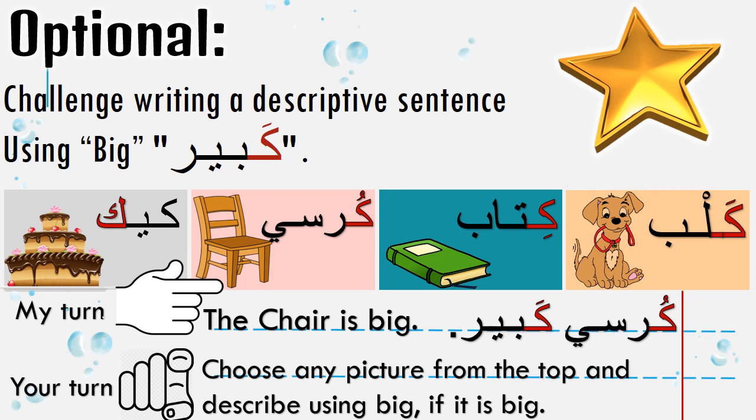In my turn, I'm going to choose one of the following items to describe it with big. I'll choose chair, كرسي, to say the chair is big. In Arabic, كرسي, كبير, كرسي, كبير. Your turn. Choose any of the pictures from the top and describe it using كبير, big.